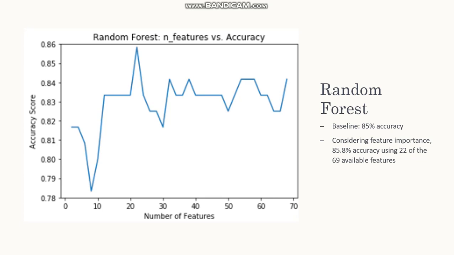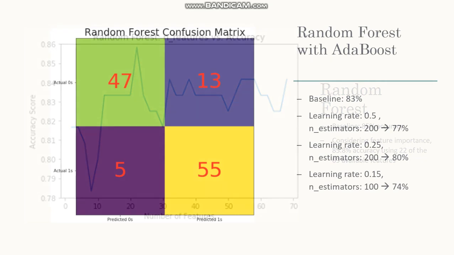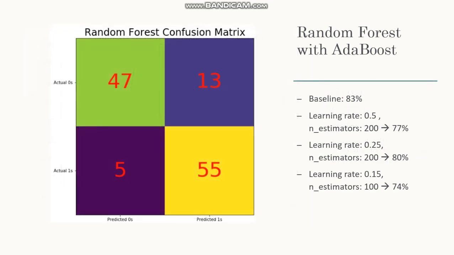And then using these 22 most important features out of the 69 available features, I was able to bump the accuracy from 85% to 85.8%. So that's a slight increase, which, it's always good to have any kind of increase. And then again, looking at the confusion matrix, the number of true positives and true negatives are high, and the number of false positives is much lower than the number of false negatives.